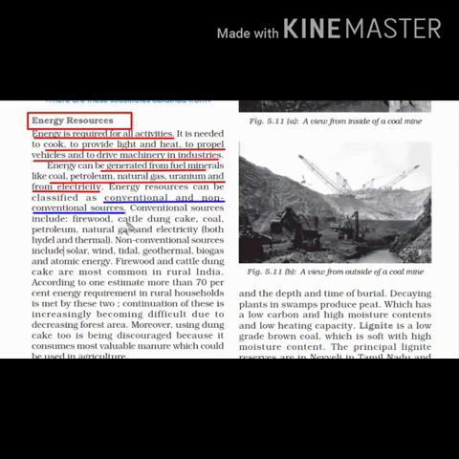The meaning of conventional is old method, classic way. So if you look at firewood, cow dung cake, coal, petroleum, natural gas, and electricity, these methods are in use from a long time, and that is the meaning of conventional source. Non-conventional sources are those which are modern, new. It is still not out in a fully fledged manner, like solar, wind, tidal, geothermal, biogas and atomic energy.